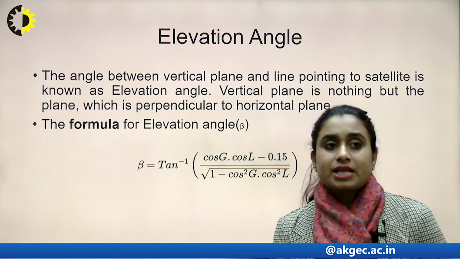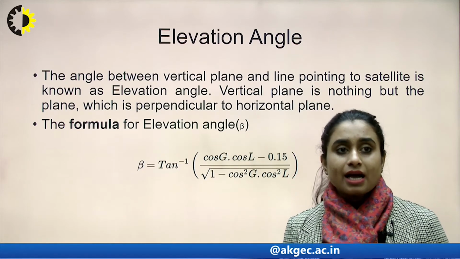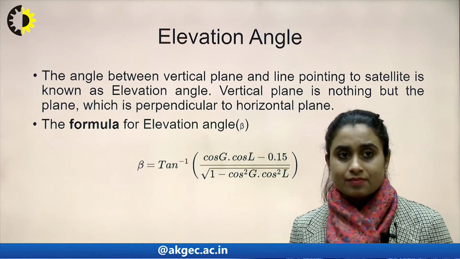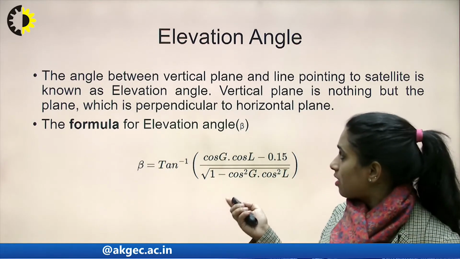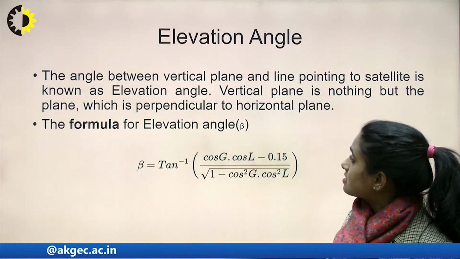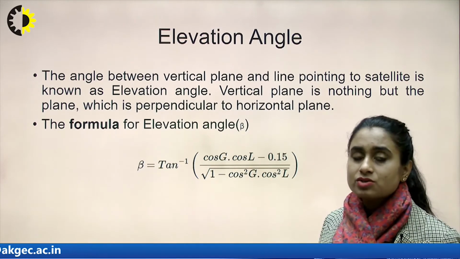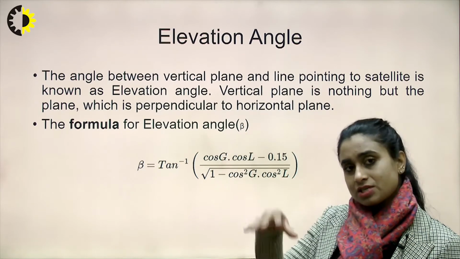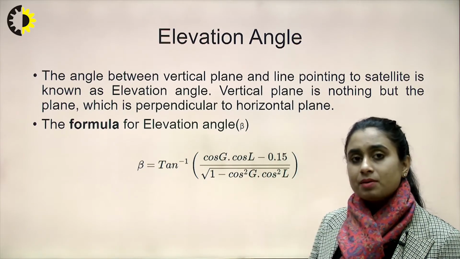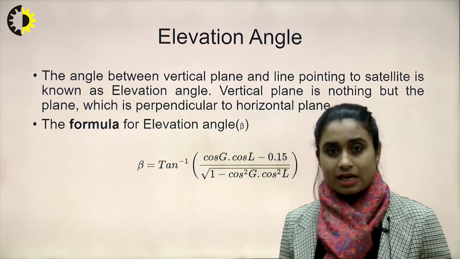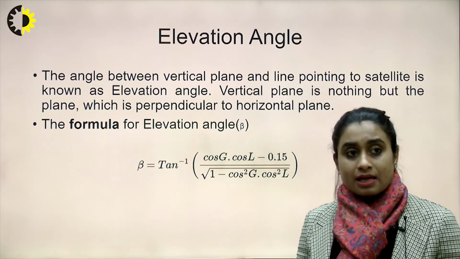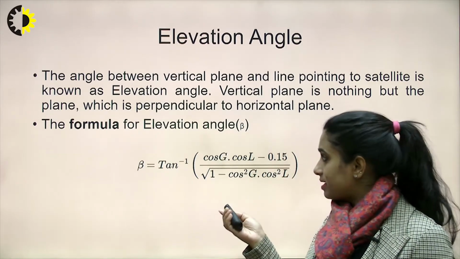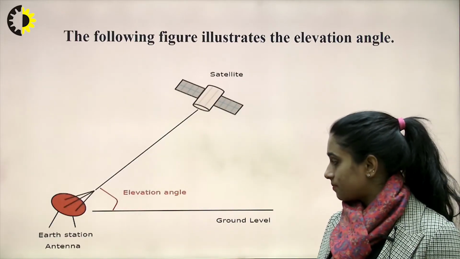What about the elevation angle? It is the angle between the vertical plane and the line pointing to the satellite. Let's see how. The vertical plane is perpendicular to the horizontal plane. The horizontal plane is the local plane where we see the projection of the satellite. If we draw a perpendicular line to that horizontal plane, that will be the vertical plane. Now the angle between that vertical plane and the line pointing to the satellite can be shown from this picture.